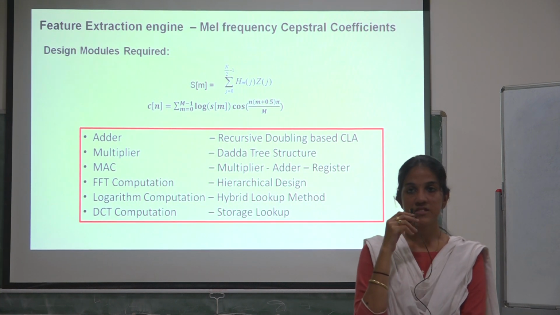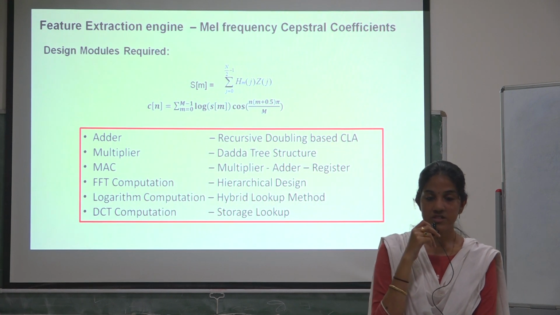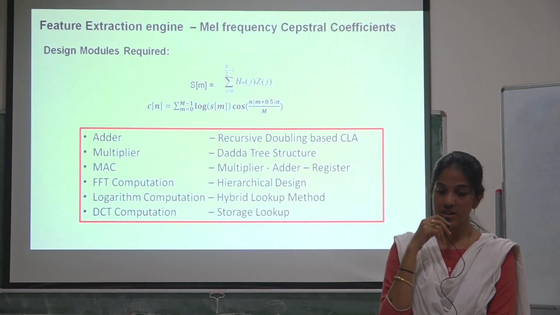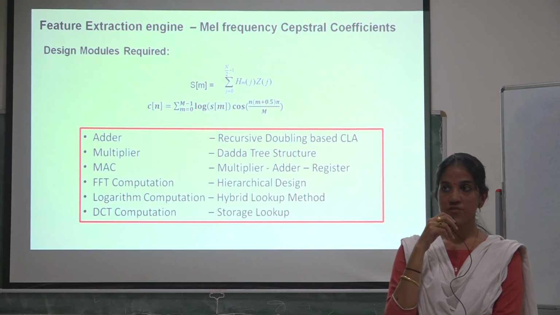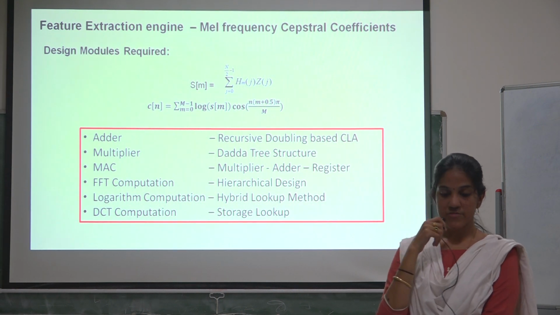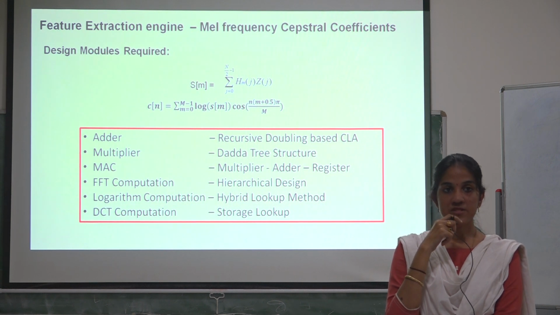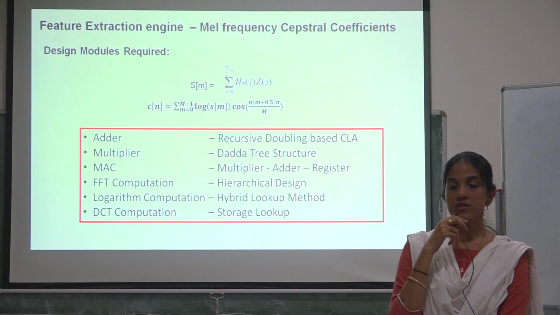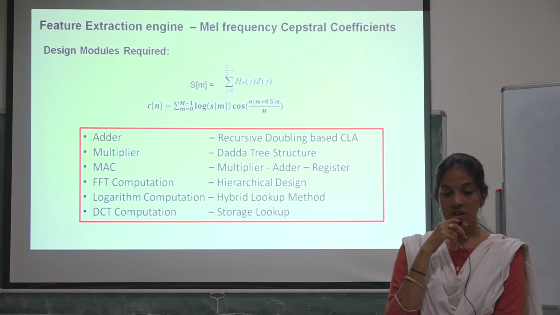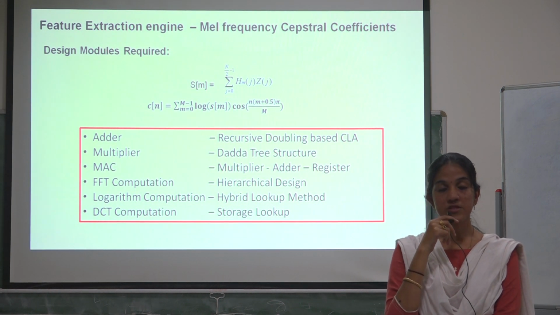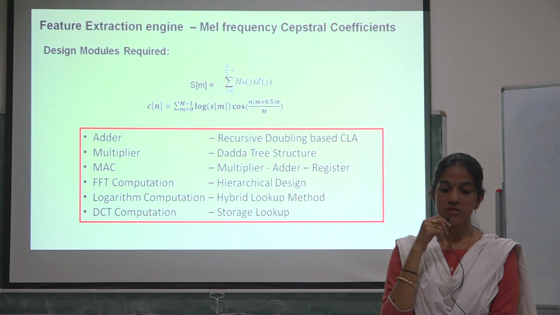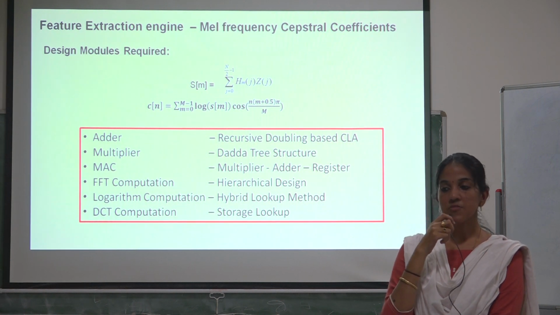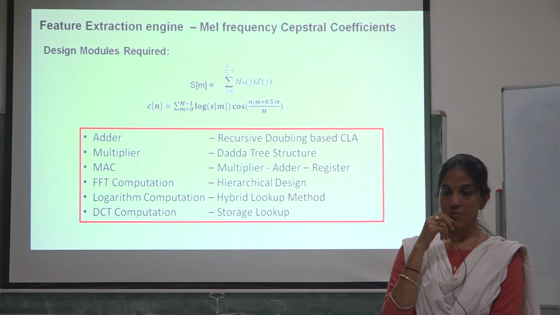The adder design in this project is based on recursive doubling based Carry Look Ahead adder. The multiplier is a Dadda-based tree structure instead of Wallace. MAC is a simple multiplier adder register structure. The FFT, as we have discussed, is a hierarchical design, that is higher point FFT designed from lower point FFTs. Logarithm computation can be done in many ways, from which we have chosen the hybrid lookup method for optimization in storage as well as computation.